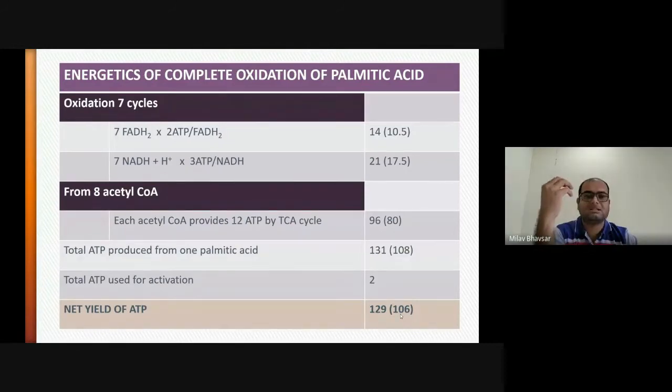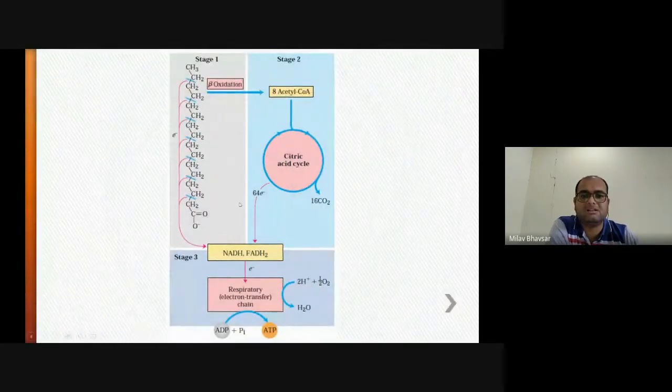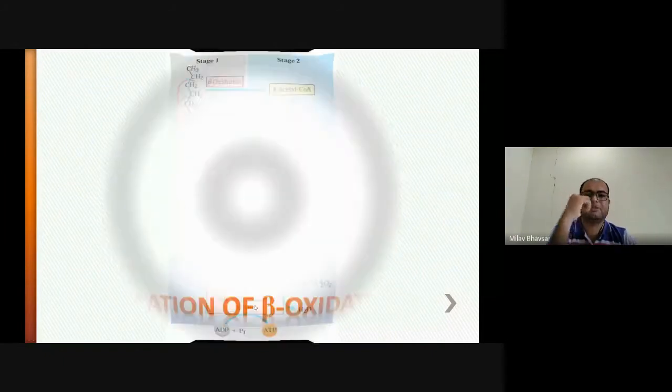Now you can see a simple small molecule of palmitic acid, which is a 16 carbon compound, generates a very large amount of energy. That is almost triple the energy that is generated from a glucose molecule. So it's a very rich source of energy. This is just a complete cycle. This is your initial stage, which is breaking down. Acetyl coenzyme A is generated, goes into the TCA cycle, NADH, FADH2, and ultimately we are generating the ATP.